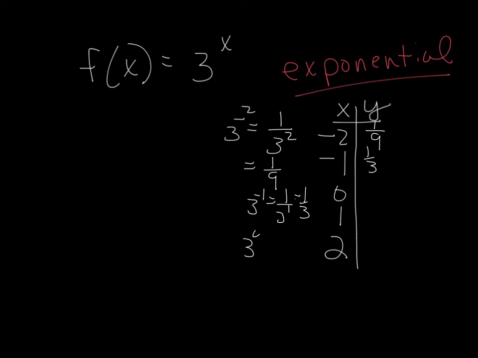Here's another rule for you. Anything to the power of 0 is just 1, period. It doesn't matter what number goes here. If it's to the power of 0, the answer is always 1. So that's 1. And the other ones we can do in our head because 3 to the first power is 3, and 3 squared is 9. So this is 3, and this is 9.